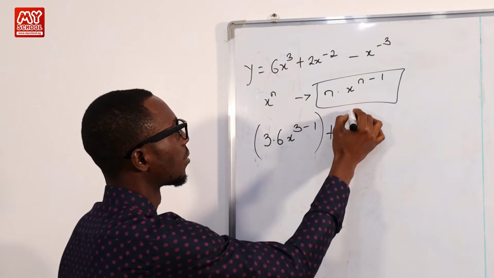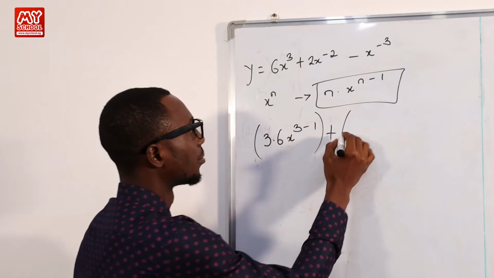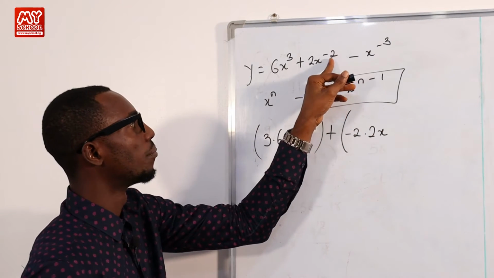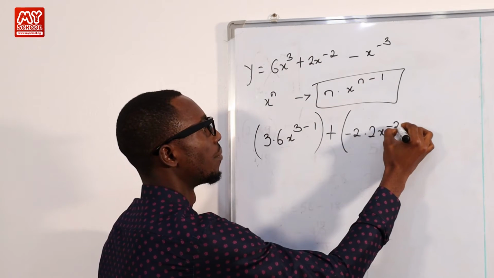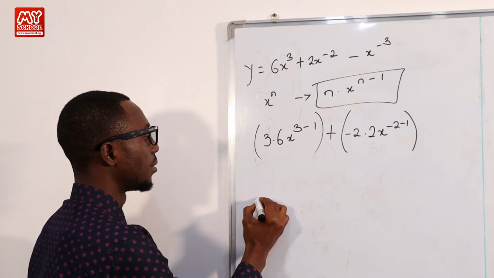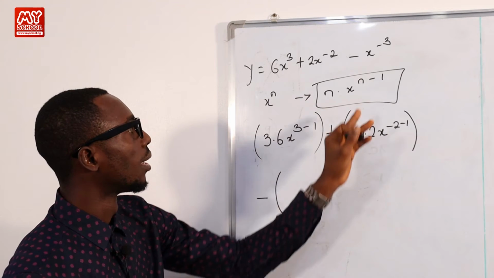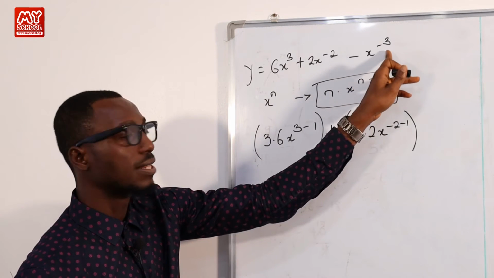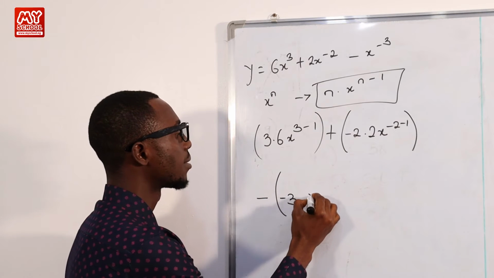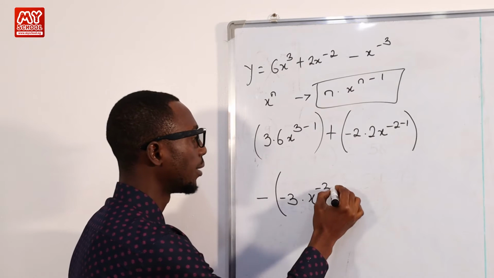Plus the value of our n here is minus 2, multiplies 2x to the minus 2 minus 1. Then we have the next. The value of our n is minus 3, multiplies x to the minus 3, recall, minus 1.